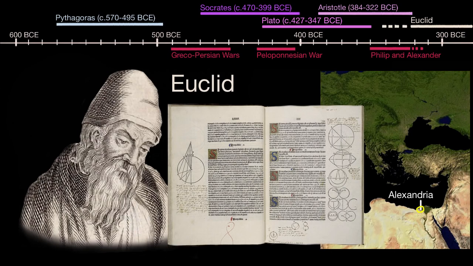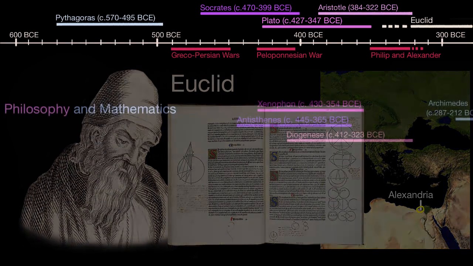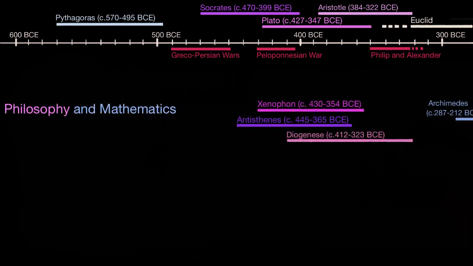But that's not all. There are many other contributors in philosophy and math. And this is just once again a sample of all of the folks who contributed. On the side of philosophy, you have Xenophon, who is another one of Socrates' students in addition to Plato.